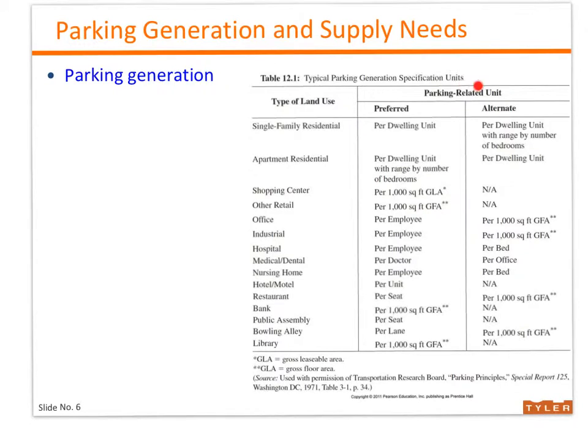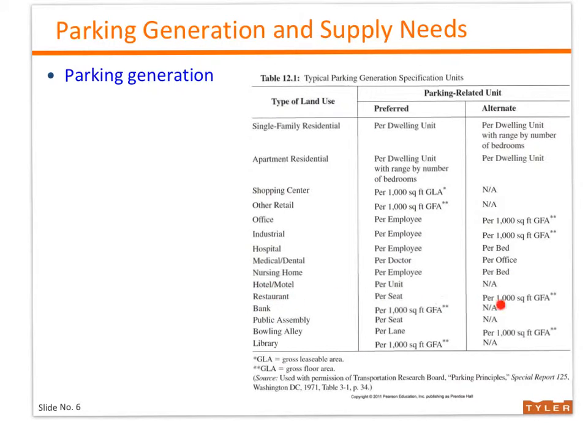the parking related unit should be per 1000 GLA, 1000 square feet GLA. GLA is the gross leasable area. So for every 1000 square feet of gross leasable area, I should have a certain amount of parking spots. So here we're starting to look at the parking related unit. What would be the appropriate unit to be used? Same thing for a bank, for example, or even a restaurant.